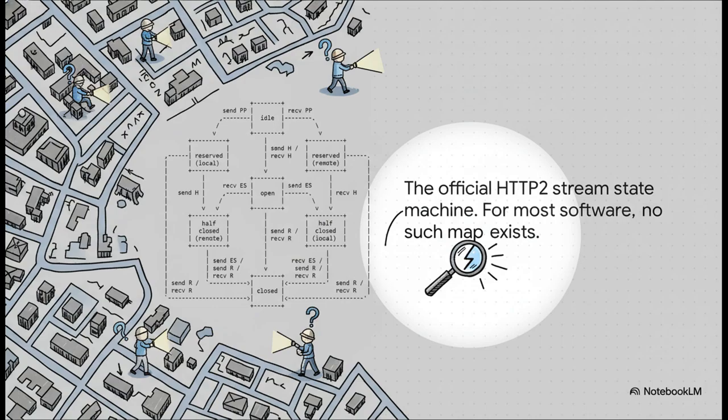This image here really gets to the heart of the problem. What you're looking at is basically a map, a state machine, for the HTTP2 protocol. Now, for some really well-documented software, a map like this exists. But here's the kicker. For most programs out there, there's no map at all. Testers are basically dropped into a giant unfamiliar city in the middle of the night, and they're just supposed to stumble upon one secret address by pure luck.